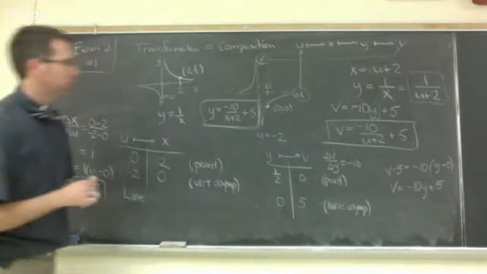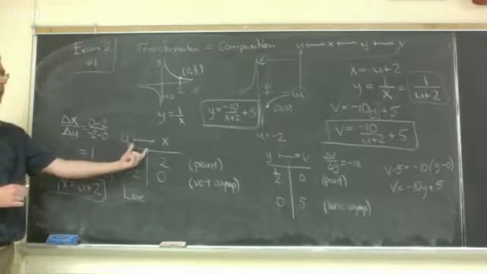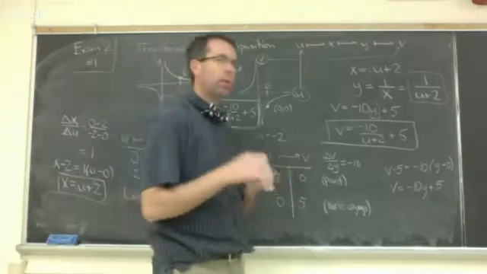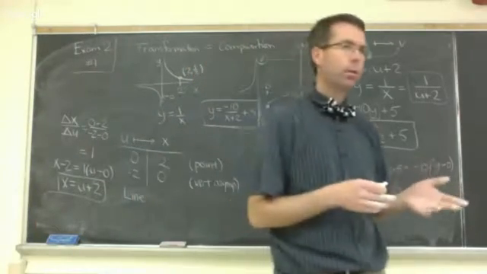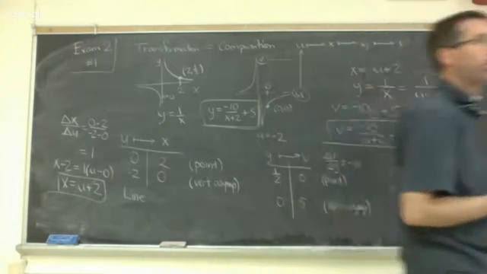All right. So that's how transformations work. We're just finding the linear relationships on the x values and the y values, and then we do a composition to get our transformation. Yes?